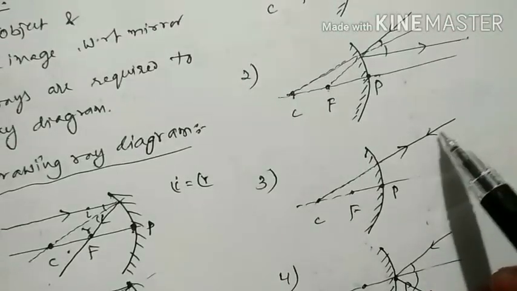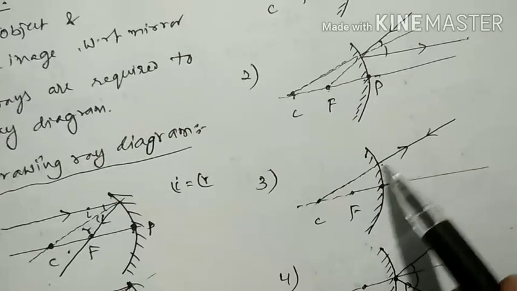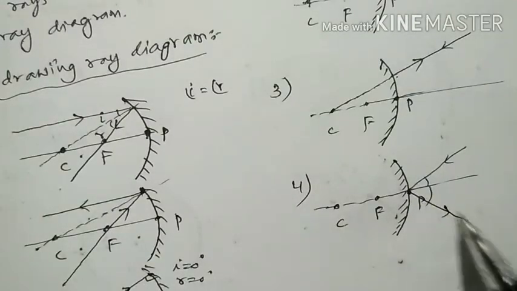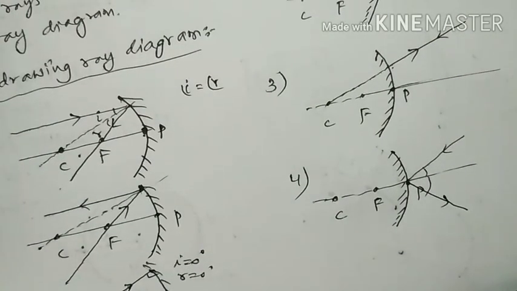A light ray that appears to pass through the principal focus, after reflection becomes parallel to the principal axis. A light ray that appears to pass through the center of curvature is reflected back along the same path. A light ray incident obliquely is again reflected in the oblique direction. That is, the angle of incidence is equal to the angle of reflection. So these laws of reflection are valid for spherical mirrors also.